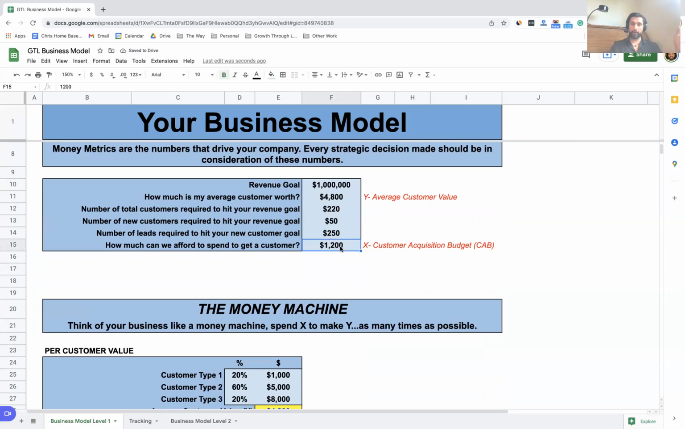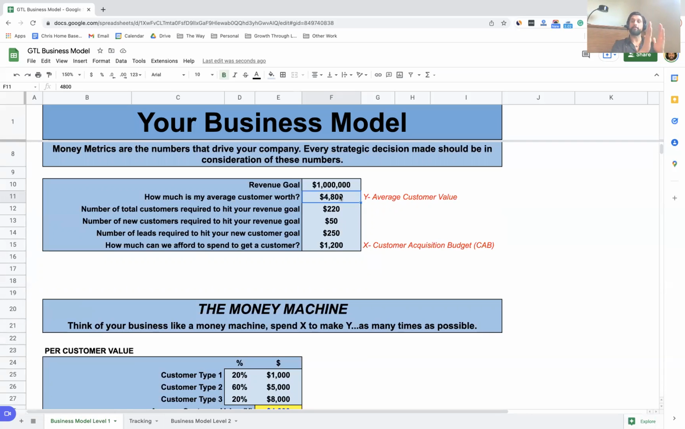We are going to spend $1,200 to make $4,800 as many times as humanly possible. That's our money machine. So if someone comes to you and says, hey, I want $12,000 to run this sales or marketing campaign, you say, perfect. Well, I know my customer acquisition budget is $1,200 and you're asking for $12,000. So that means here's $12,000, but I sure hope I get 10 customers in return, or this didn't work.